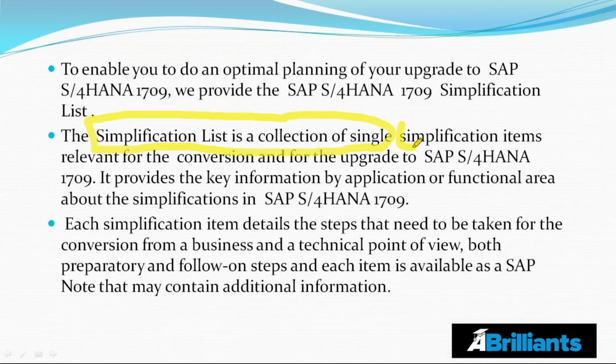It's going to tell you about the simplification of items. It's going to give you a listing of relevant items which we could easily convert so that this upgrade moves smoothly. Now, what are these items we need? It's going to provide you key information by application or functional area for which these simplifications will work best.